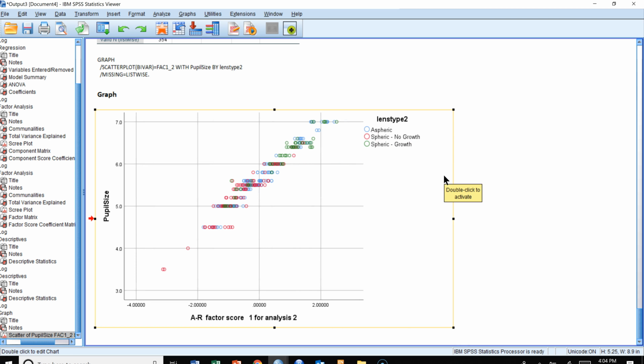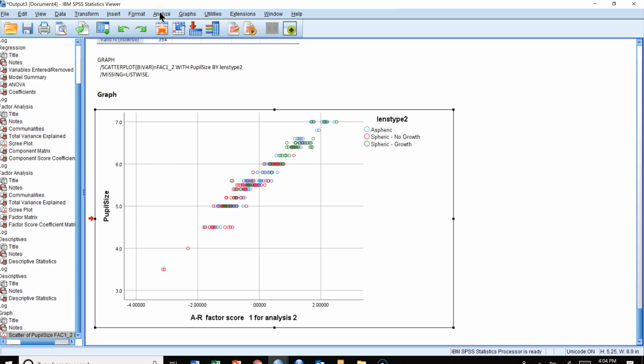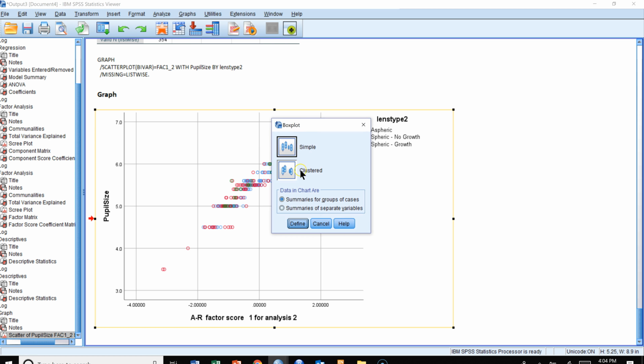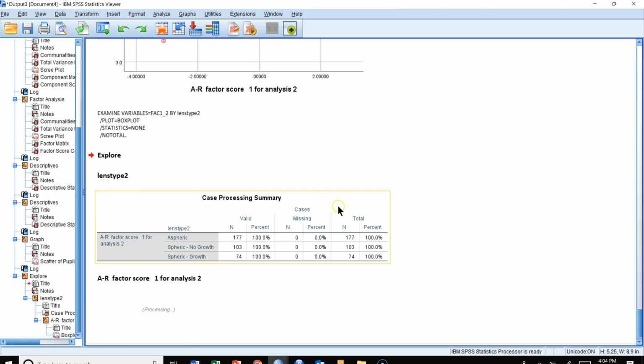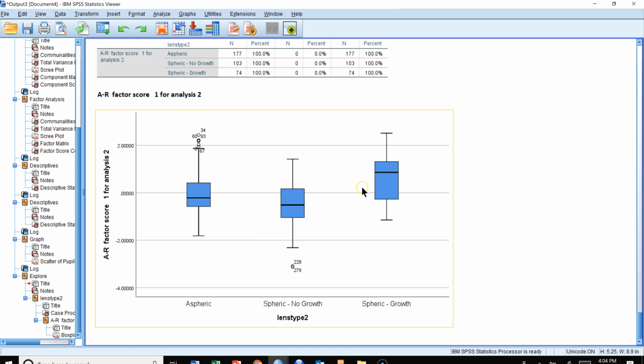All right. So here we have shown looking at a particular thing. Let's do another graph, a box plot, and let's look at factor score by lens type 2. And so we see that the highest factor score of those 5 variables is in the group that did not have good myopic control.